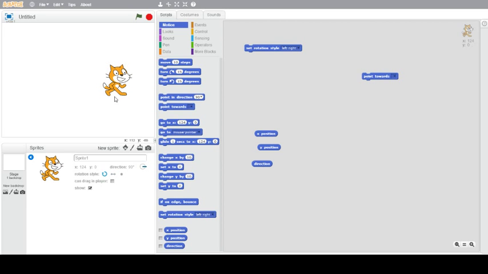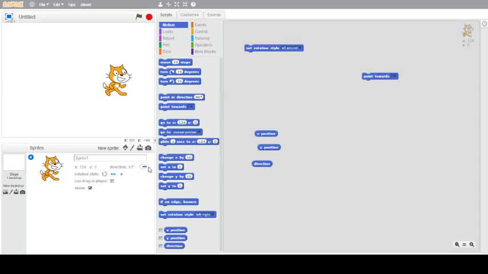So I have this here, which means he is rotatable in any direction. This here means that he can only go left and right. He can't go up or down. Don't rotate means, well, don't rotate. He can't rotate at all. And all around means he can just rotate anywhere he wants.